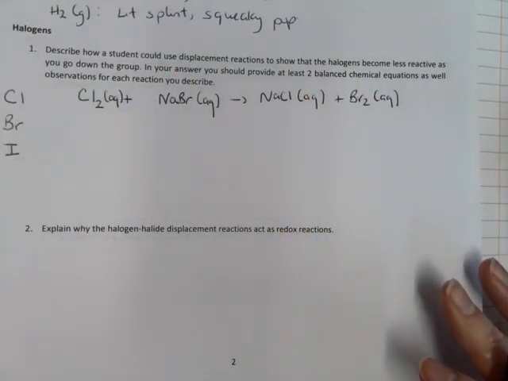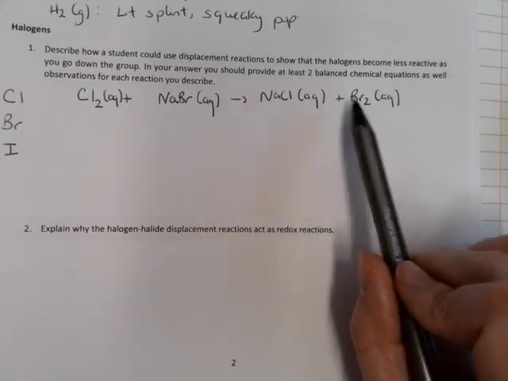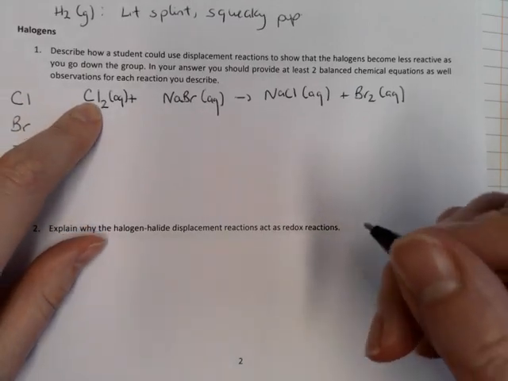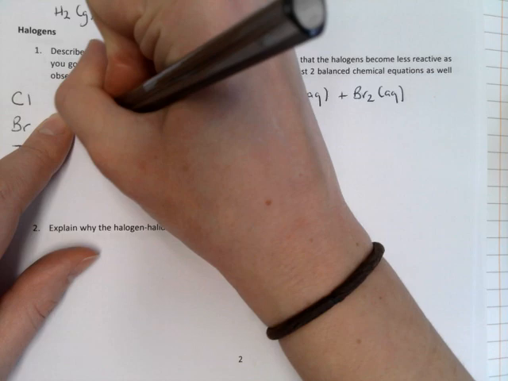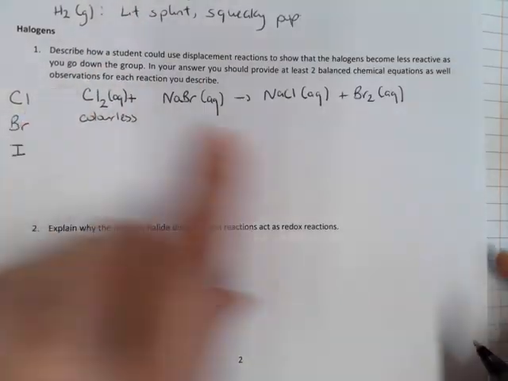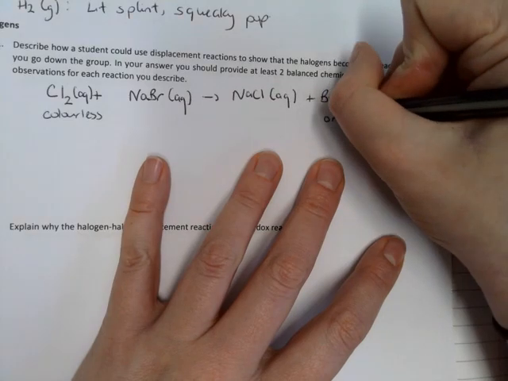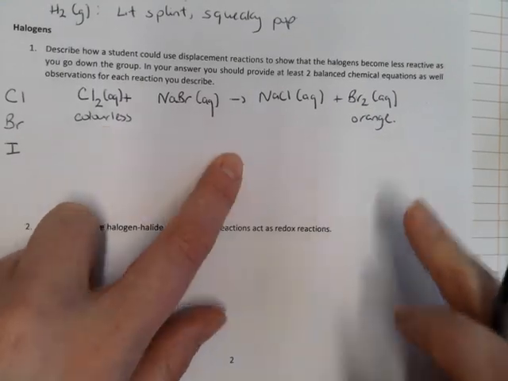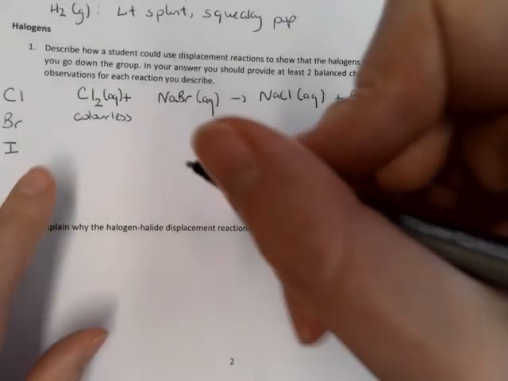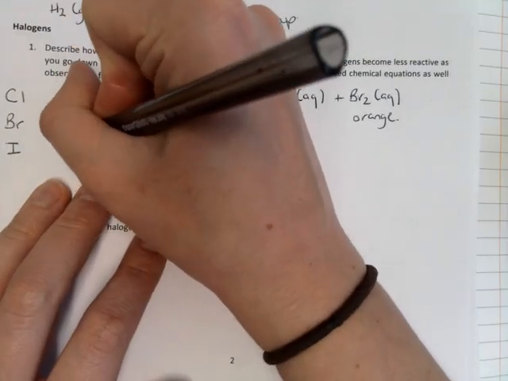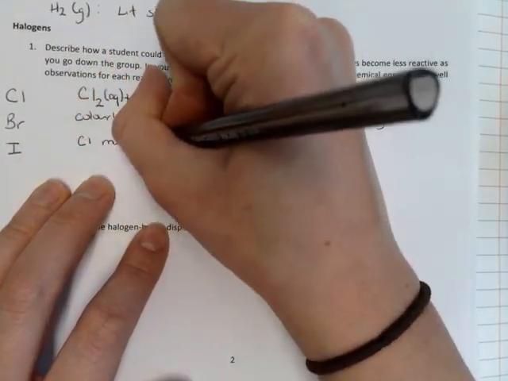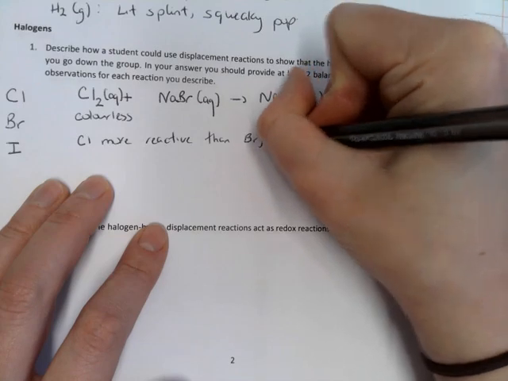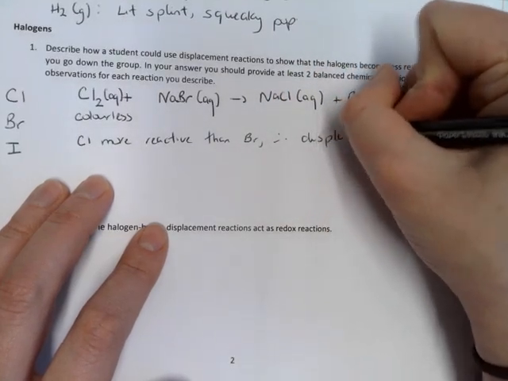I have to give an observation. This is a color change, all right? You'll see I don't have any g. That means I'm not seeing effervescence. And you need to know their colors in solution. So chlorine in solution is just colorless, and bromine in solution is orange. So you're looking at the halogen in solution that is by itself. So it's going to go from colorless to orange. And then what conclusion can I make from this? I can say that chlorine is more reactive than bromine, therefore it displaces bromine.